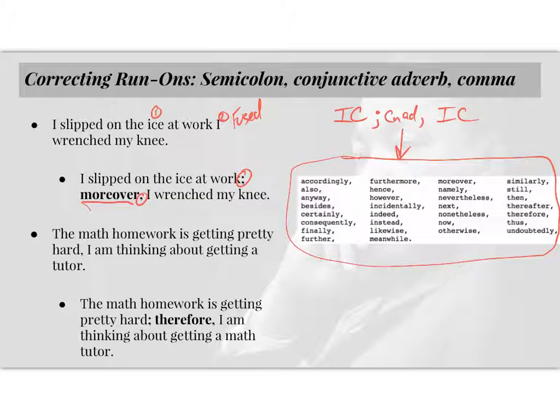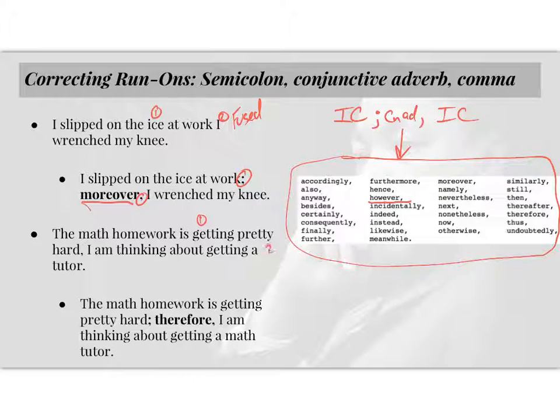The really common conjunctive adverb is going to be however. If you're using however, you can use a semicolon and a comma. Therefore is another common one. So if we look at our second example, the math homework is getting pretty hard, comma, I am thinking about getting a tutor. Again, if we use our tests, the math homework is getting pretty hard, isn't it? I'm thinking about getting a tutor, aren't I?